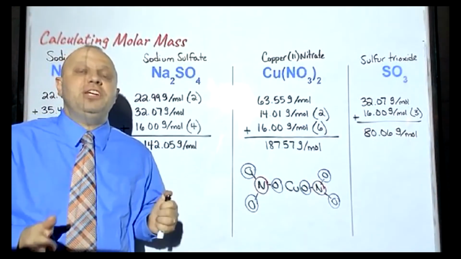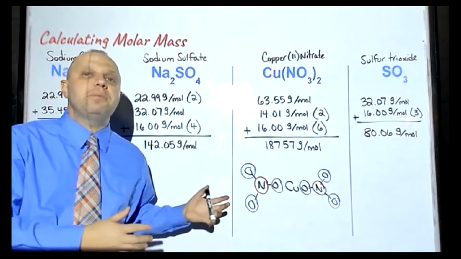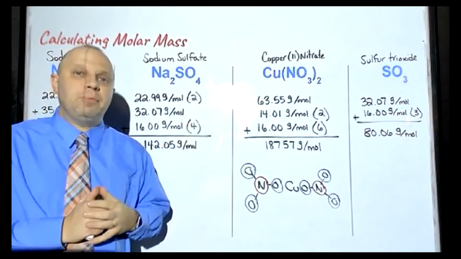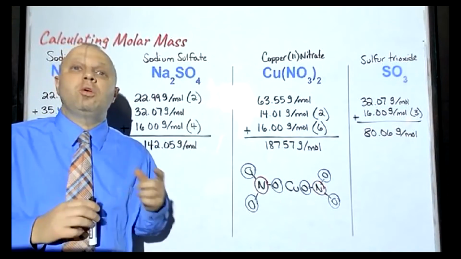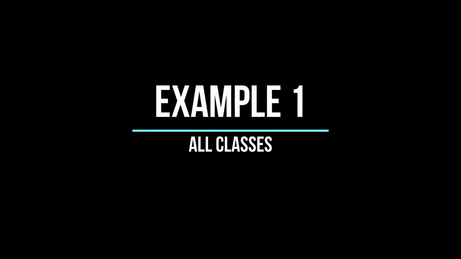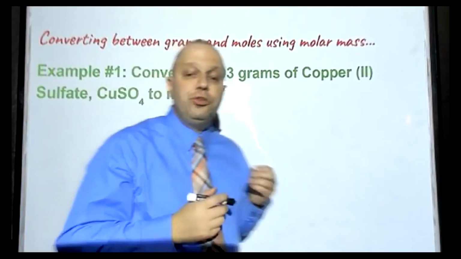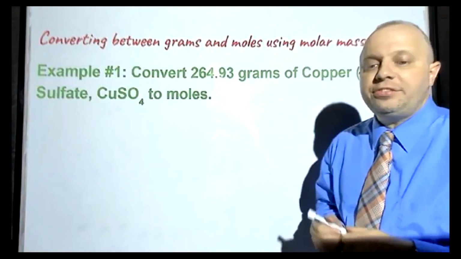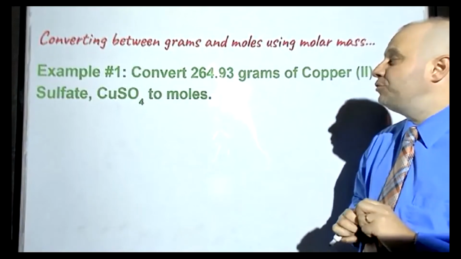Okay, that's how you figure out molar mass based on the average atomic masses available to us on the periodic table and the chemical formula. Next, we're going to use these molar masses in order to make unit conversions between grams and moles. Okay, in our first example, we are asked to convert 264.93 grams of copper 2 sulfate into moles.